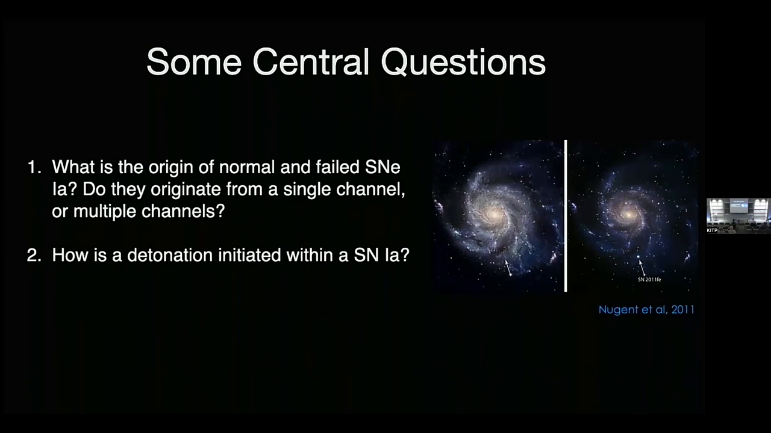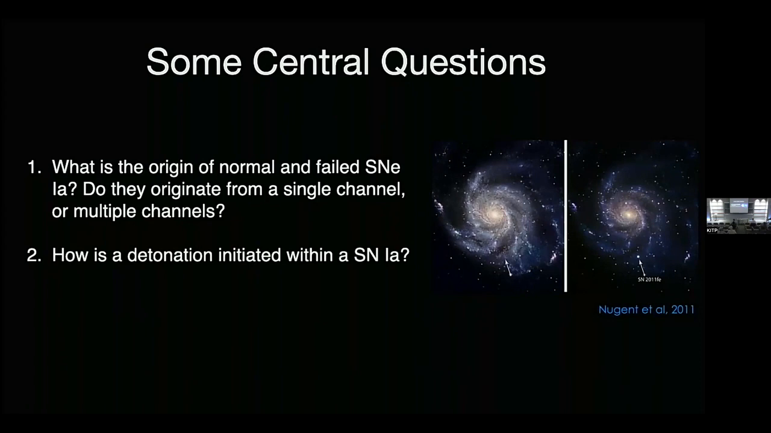This simple observation tells us a lot of important facts about the type of supernova that went off in this galaxy, which was a type 1a explosion. The stellar progenitor which exploded was very dim, most likely something like a white dwarf. And furthermore, the companion star that it would have formed with in a binary system would also have been very dim. So this leads us to some central questions.